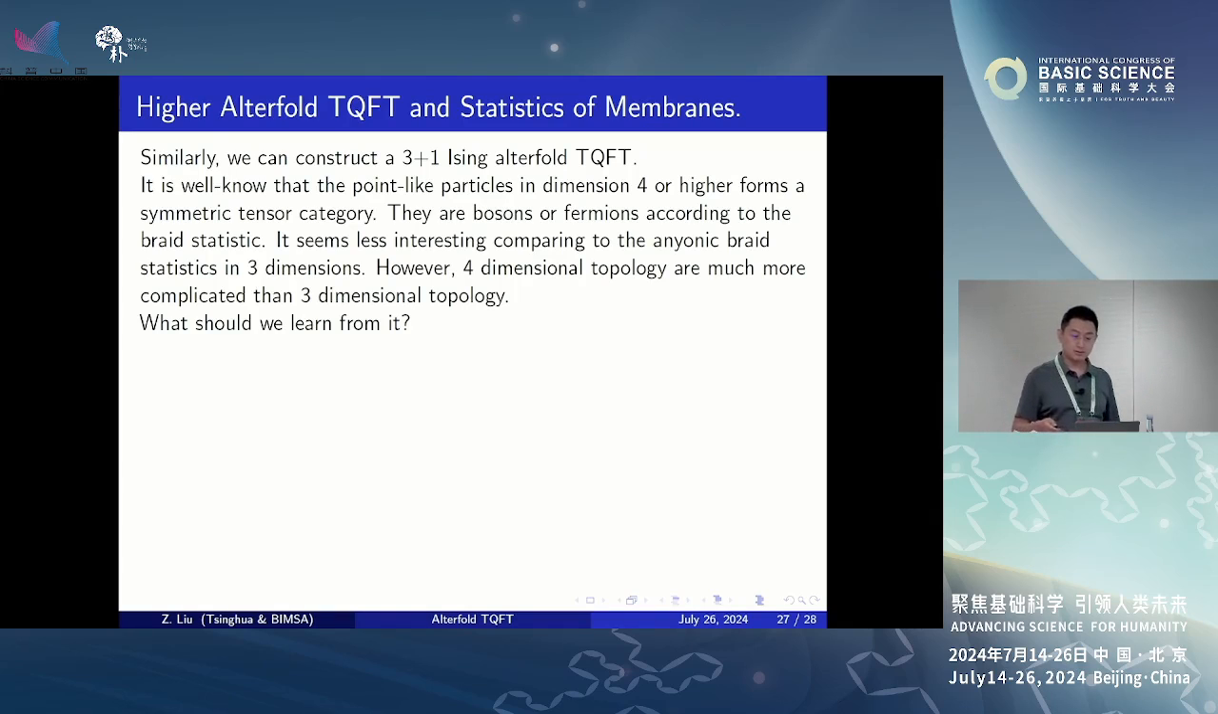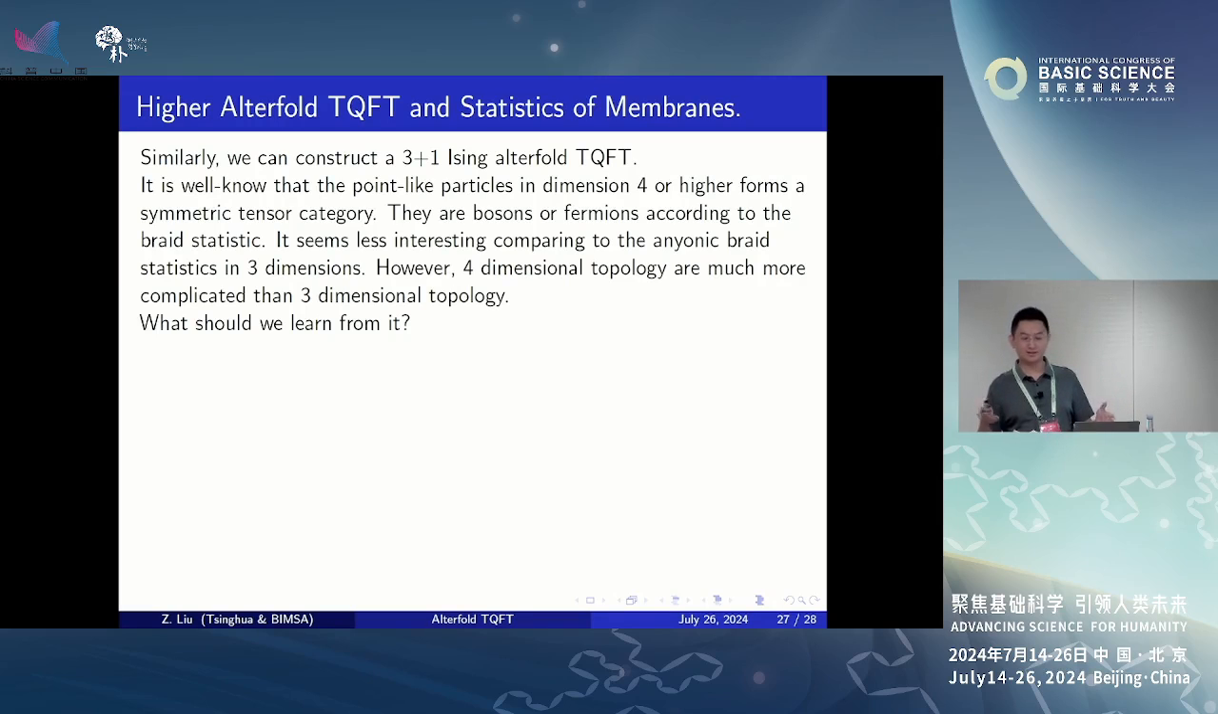And then we can also study the point-like particles in 4 dimensions. That's the Müger center. It's a higher dimensional analog, one dimension higher, of the Drinfeld center. But somehow it becomes less interesting because in the 4-dimensional case, the category becomes symmetric. There's no non-trivial braiding in 4 dimensions. And then the braid statistic just tells us whether the particle type is boson or fermion. So it seems less interesting compared to the braid statistic in 3 dimensions.